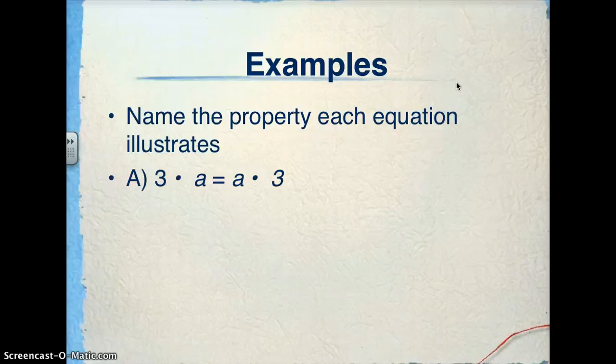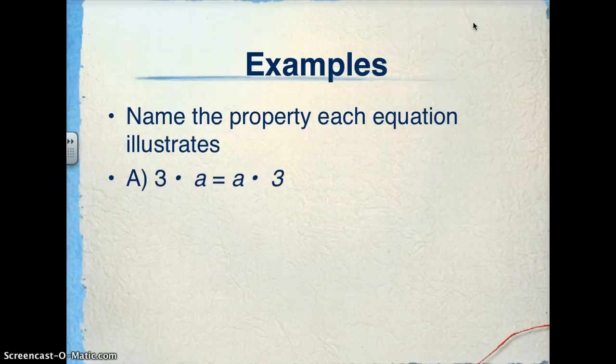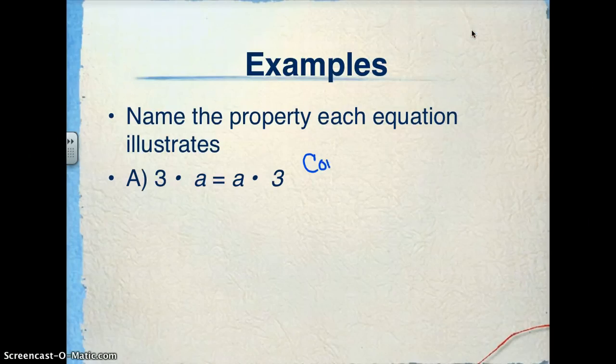So A: 3 times A equals A times 3. You're asking yourself, what's the difference? The only thing they did differently is they switched the order that those were multiplied in. So if you think back, which one is switching the order? This is called the commutative property, and it's of multiplication because it's being multiplied here. The commutative property of multiplication. Okay, so that's what that illustrates.